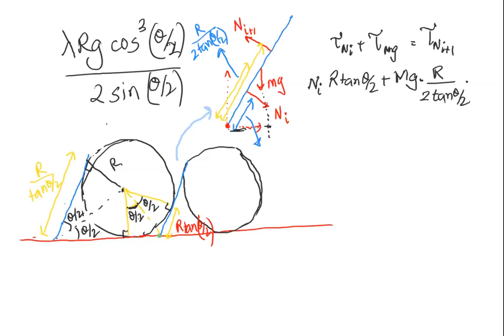I think मैंने पहले लिख दिया है. Sorry. Drop this out. mg into what distance? mg into this distance. Now we know the length of this guy. We know this is r divided by 2 tan theta by 2.